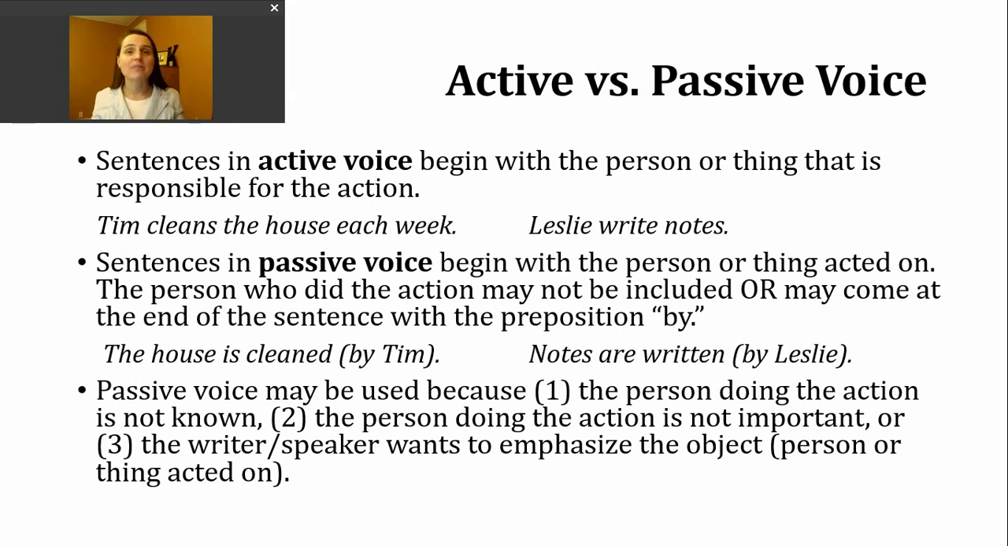These are both examples of sentences that are describing habits or routines. A passive voice sentence, instead, though, is going to begin with the person or the thing that is being acted on. So you may not even see a mention of the person or the thing who is responsible for the action or who is doing the action.